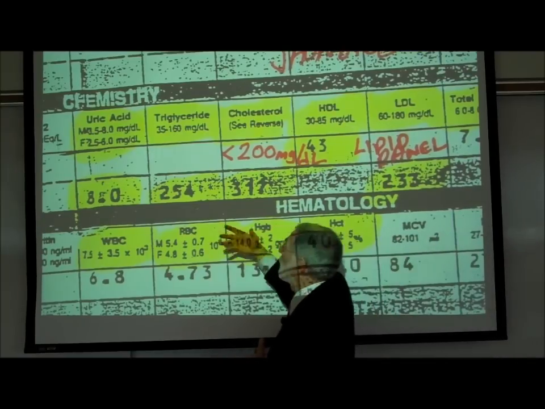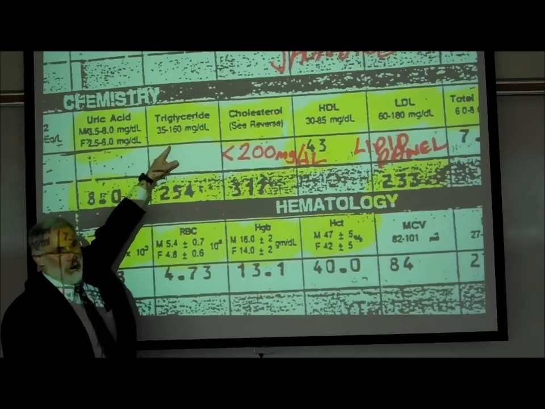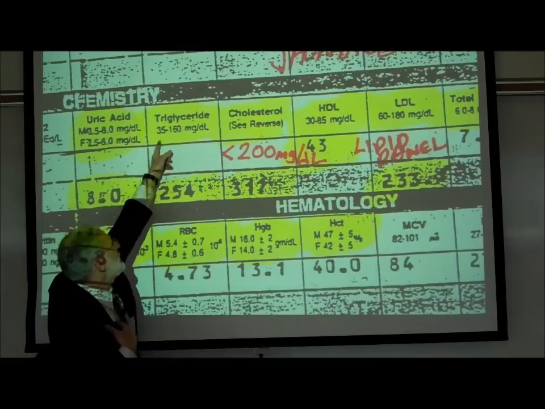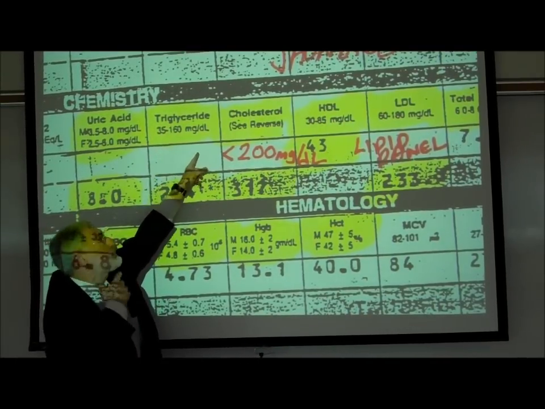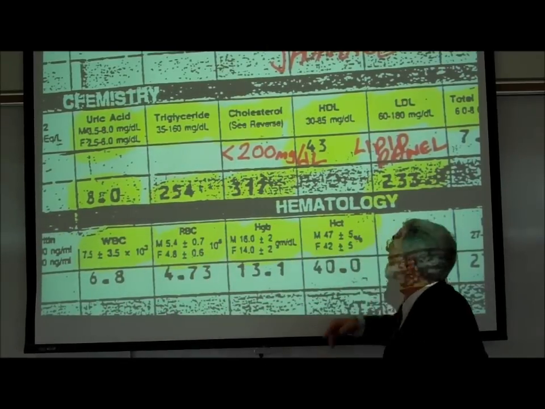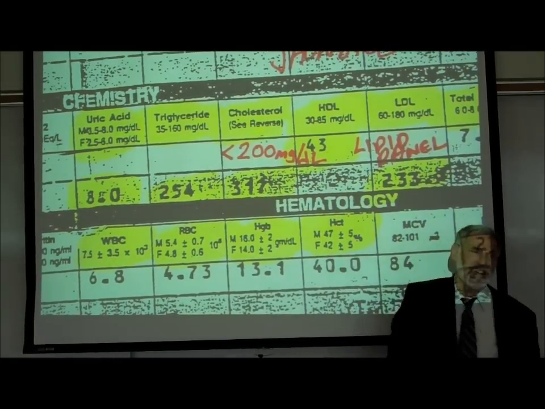Now, they measured this woman's triglyceride level. Oh my gosh, it's way higher than normal. I didn't ask you to memorize the normal level, but it tells you what the normal range is. It's not supposed to be higher than 160 milligrams per deciliter, and hers is 254. They measured her cholesterol level, and her cholesterol level is 317.